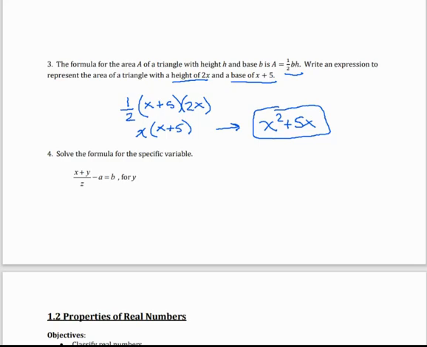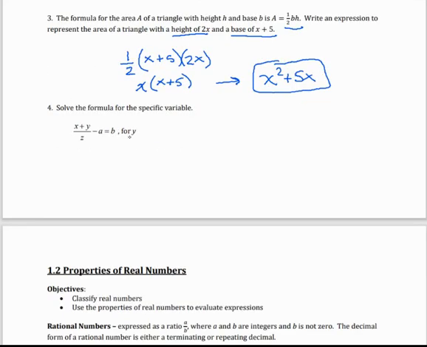Number 4, solve the formula for the specific variable. So they're saying, let's get this to solve for y. Right now it's solved for b. So we need to get y completely alone. What will be the first thing I do? That's right, we're going to add a to both sides. So add a. I now have x plus y over z equals a plus b, or b plus a. I'm just going in alphabetical order.